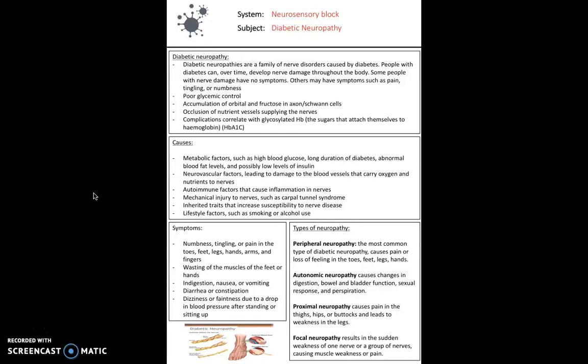A little thing to be aware of as well is this box down in the corner, types of neuropathy. This isn't particularly 100% linked into diabetic neuropathy. However, peripheral neuropathy is the most common type of diabetic neuropathy, but it's worth being aware of these different forms here.